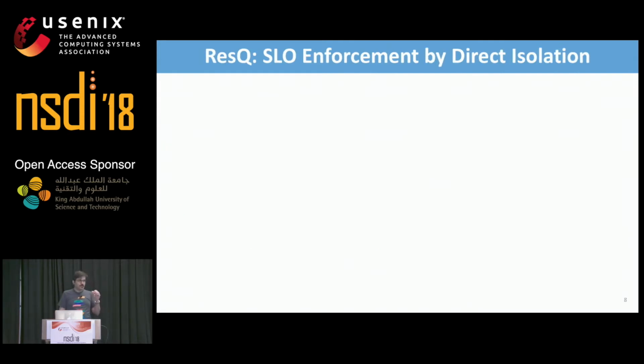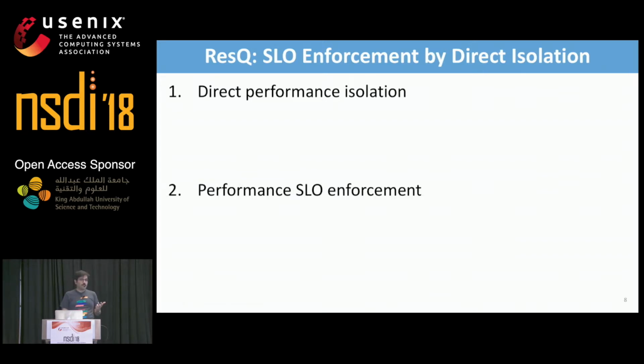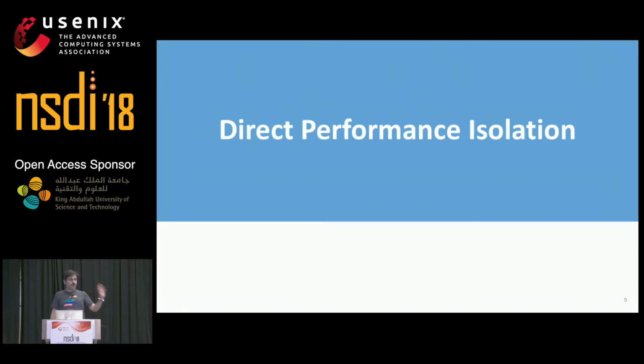Our work, ResQ, builds on the latter mechanism. So it enforces SLOs for network functions by direct isolation. The rest of the talk has two parts. In the first part, I will talk about direct performance isolation and how we achieve it. The second part is about performance SLO enforcement, and so basically how we use the direct performance isolation knob to enforce SLOs.